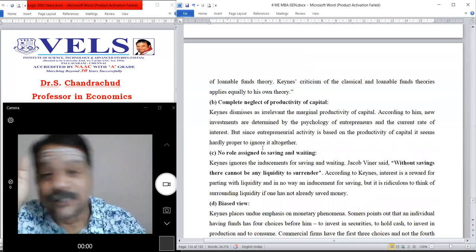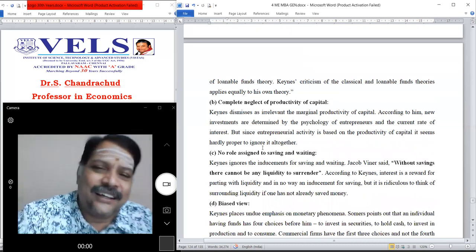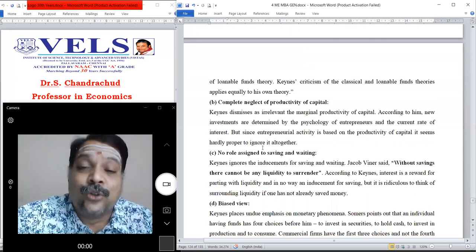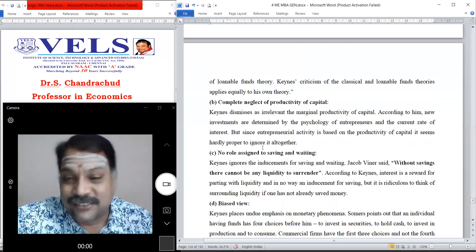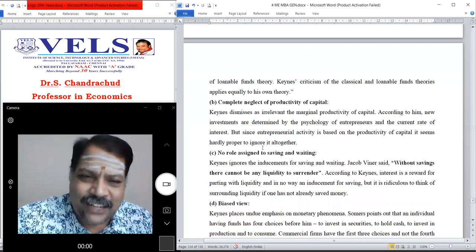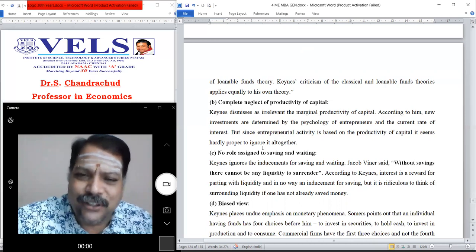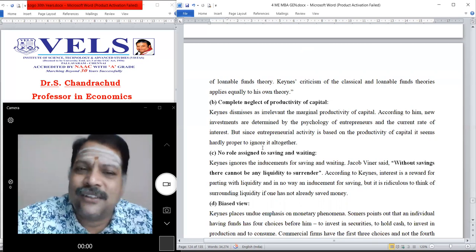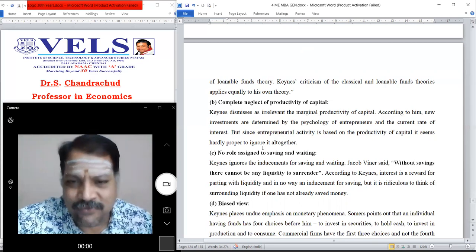The second criticism is that Keynes dismisses as irrelevant the marginal productivity of capital. According to him, new investments are determined by the psychology of the entrepreneur and the current rate of interest. But since entrepreneurial activity is based on the productivity of capital, it seems hardly proper. They ignore the other things. If they have money, they will do the business. If they don't have money, it is not possible to initiate the business.